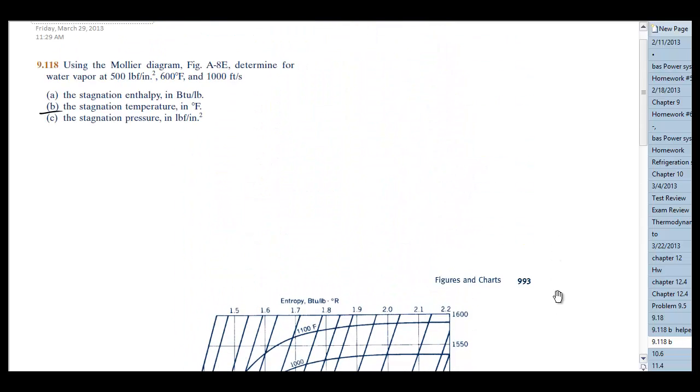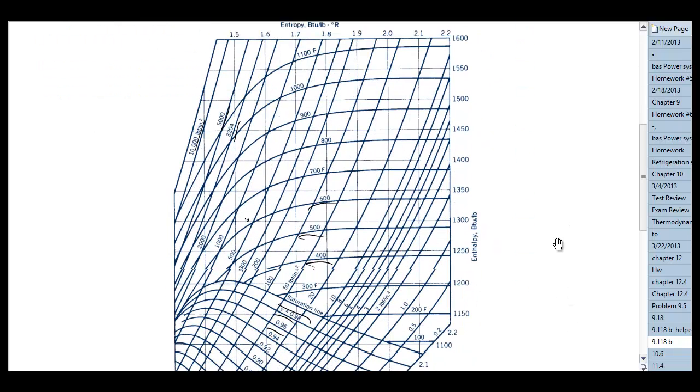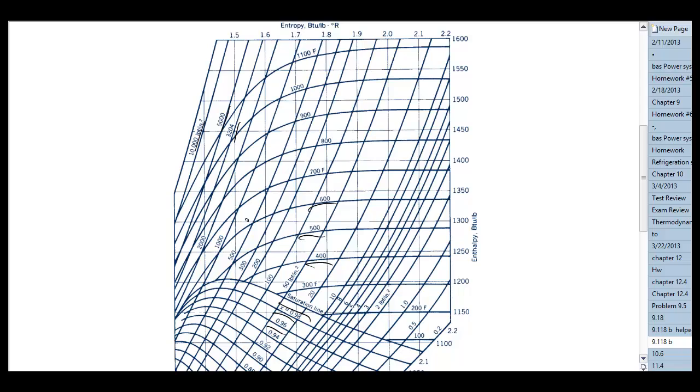So the first thing we want to do is find the stagnation enthalpy. Now, on this molar diagram, we need to look at the points for a pressure of 500 pounds force and a temperature of 600 degrees Fahrenheit. So we're going to start with temperature. We're going to find the 600 degree temperature line. So the 600 degree temperature line is this one.